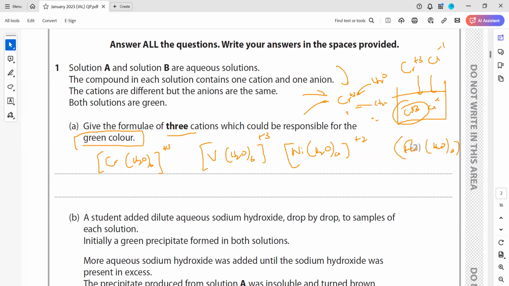This is how the complex ions will exist. But it is acceptable if you write only the charge on the ion, like chromium plus 3, vanadium plus 3, nickel plus 2, and iron plus 2.